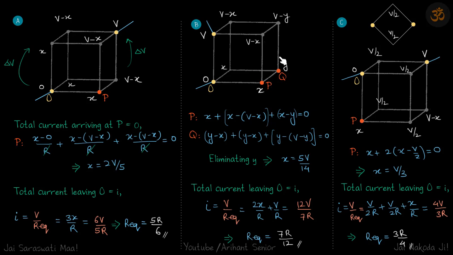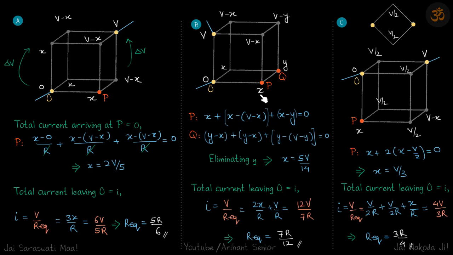So we have 2 variables, X and Y. So we need to consider 2 nodes. So let's take P and Q. So current arriving at P is 0. I'm not writing resistance this time because all the resistors are the same.